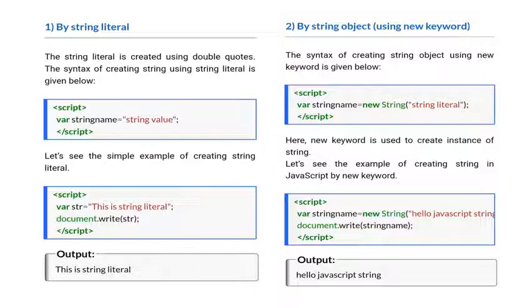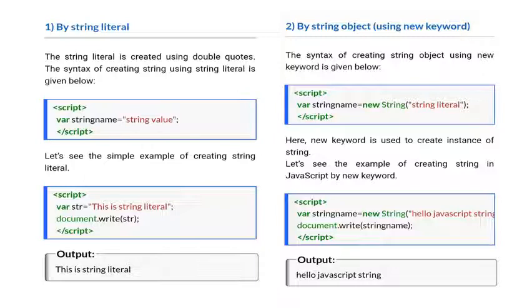By string literal: the string literal is created using double quotes. Syntax: I'm declaring a variable, string name is equal to string value. See the example here. Variable str is equal to, I'm using double quotes and writing the sentence, this is a string literal, and print it. Output will be: this is string literal. This is the simple way of writing a sentence or a word between double quotes.